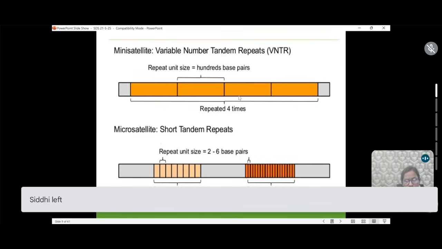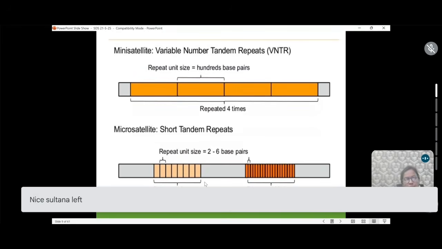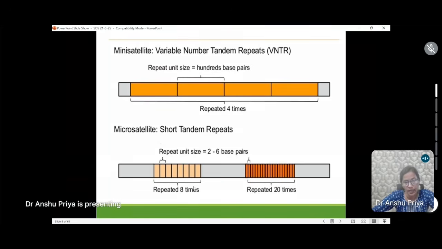But in case of microsatellite, it is called short tandem repeat. Here the repeat size is only 2 to 6 base pairs, and they are repeated several times at a particular locus. Like at this locus, the repeat unit STR is repeated 8 times, but at a different locus in the genome, it is repeated 20 times. And the number of repeats varies from one person to another.